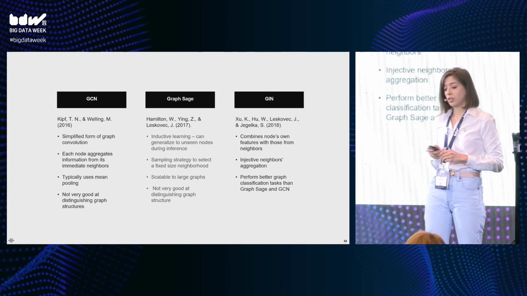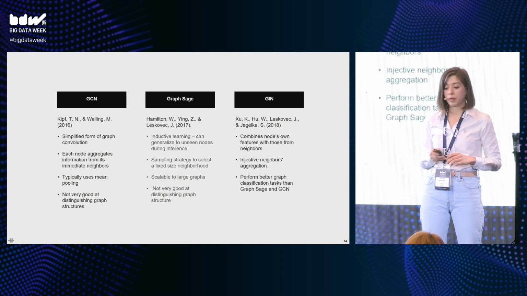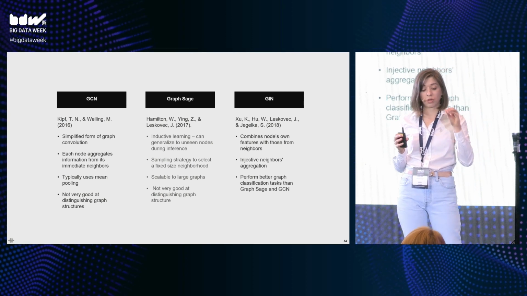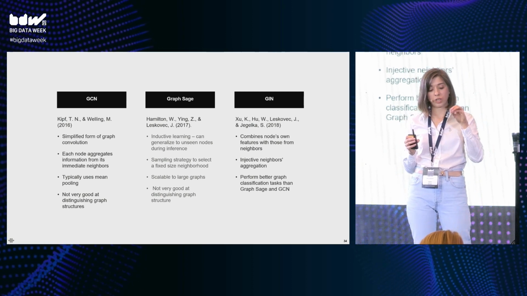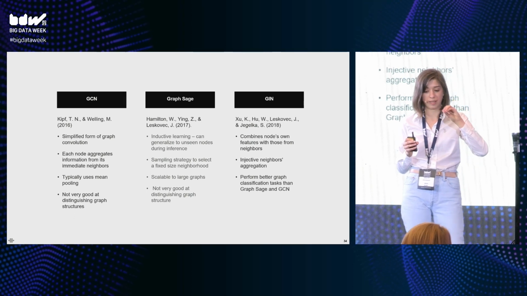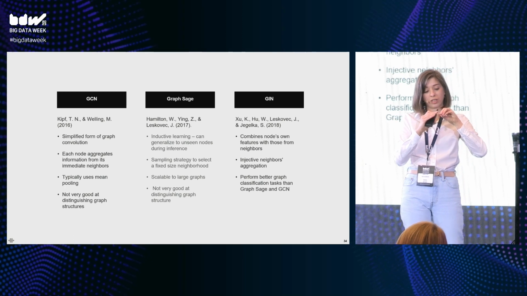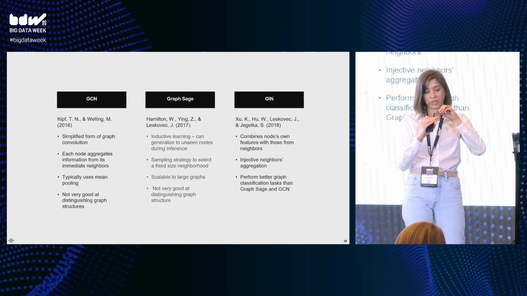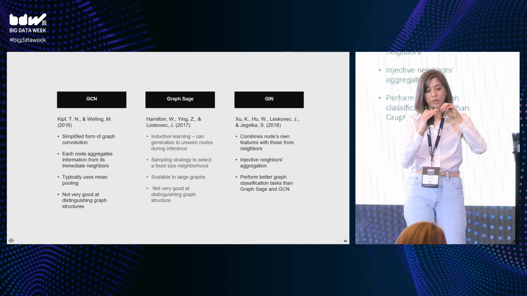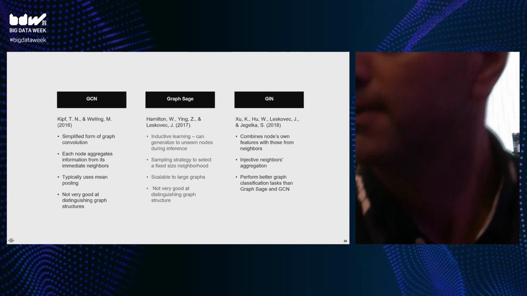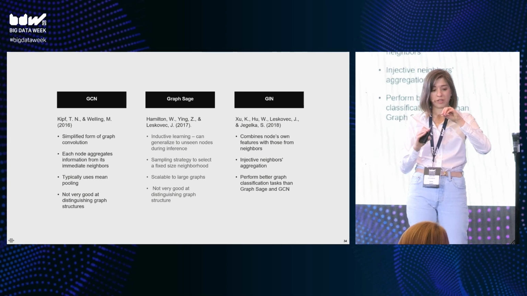The last one is called the Graph Isomorphism Network. And this one combines the node's own feature representation with the information aggregated from its neighbors. And it uses for the aggregation a multi-layer perceptron. This is another type of neural network, and it transforms this aggregation function into an injective one. And this allows it to better differentiate the graph structures.